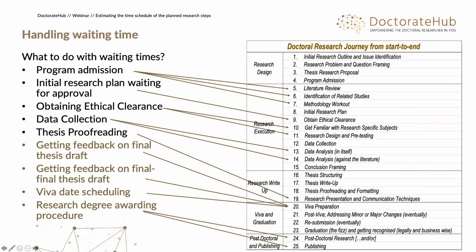Now, you can use the time, however, to prepare. For example, if you are waiting for final feedback on your thesis draft, you can already use that time for Viva preparation. Or the time for the Viva date to be scheduled, which at times can easily also take another 3 months. Use that time for Viva preparation. I think the best performing students that we've been seeing are those that take the Viva preparation really seriously, that spend a good 2 to 3 months on it.